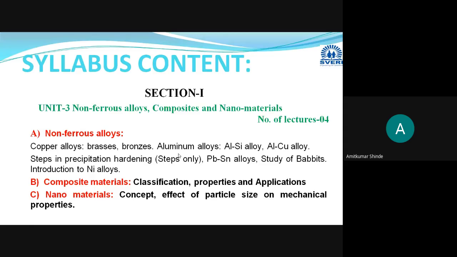In this we are going to deal with the actual concept: what is a composite material or a nanomaterial, their actual composition, their classification depending on their phases or material, how their properties are, and how we decide their applications. These two materials are very futuristic. Suppose you want to do your final year project, then you may look into composite materials and nanomaterials also.